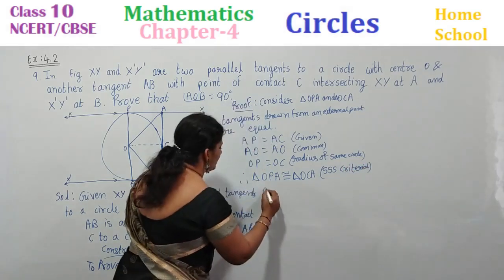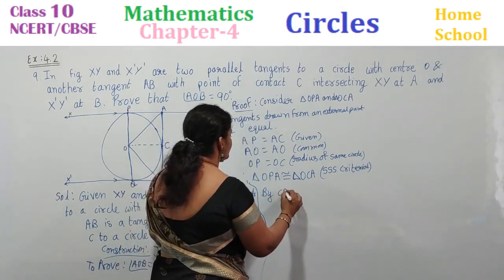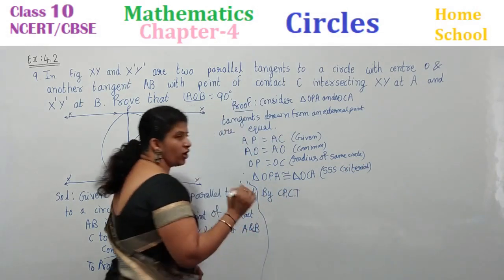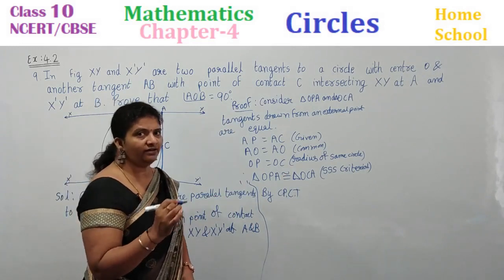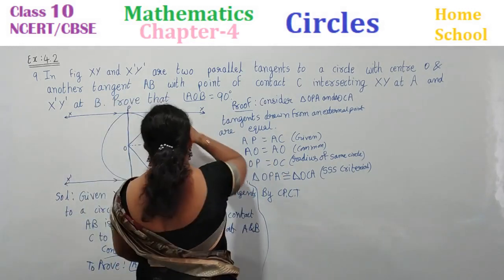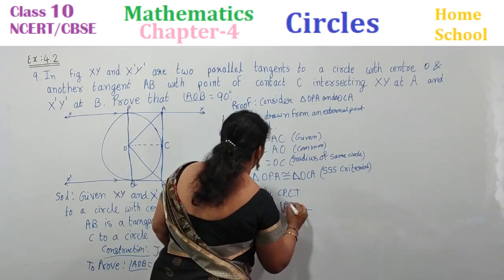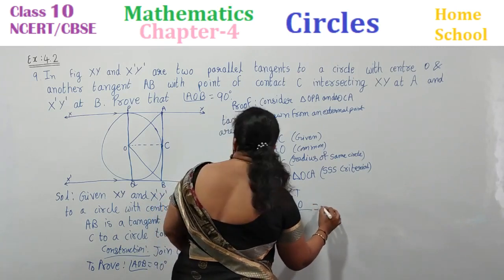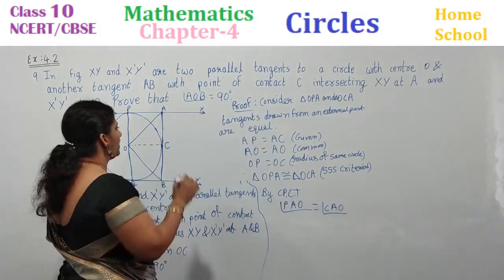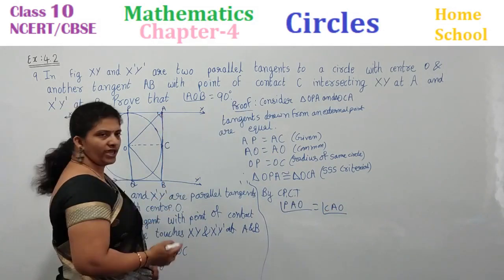Okay. Now next line, what can you consider here? By CPCT, corresponding parts of congruent triangles, I can equate other angles. What are the angles I need to equate here? Angle PAO is equal to angle CAO.